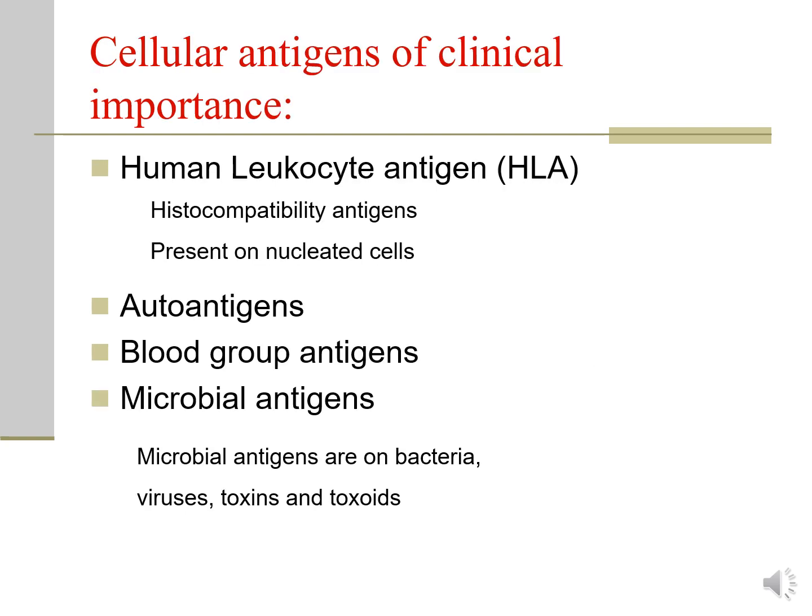Let's go ahead and talk about the cellular antigens of clinical importance. These are the antigens that are clinically important and can elicit an immune response. The first one on the list are the HLAs, the human leukocyte antigens. They're also known as histocompatibility antigens, and they're present on many nucleated cells, not just leukocytes.